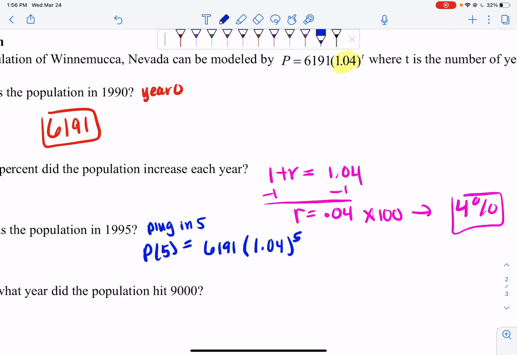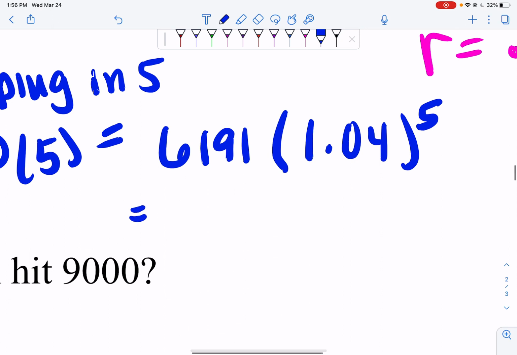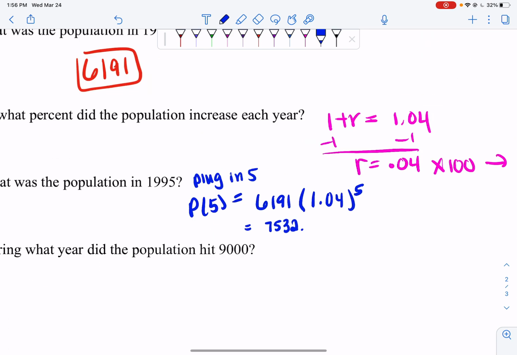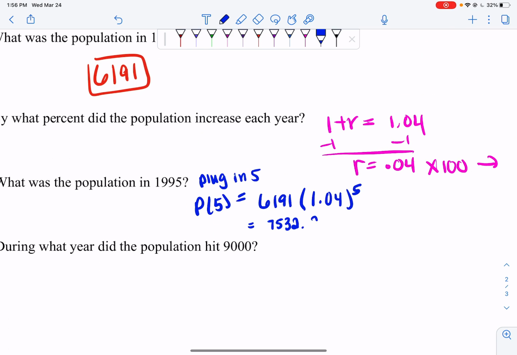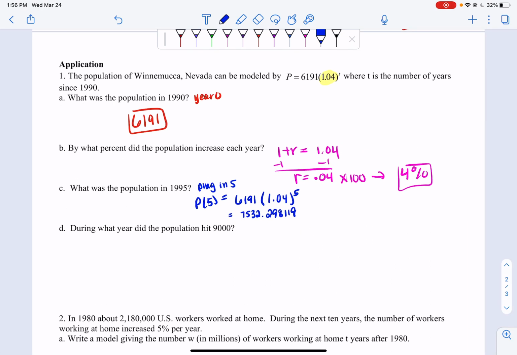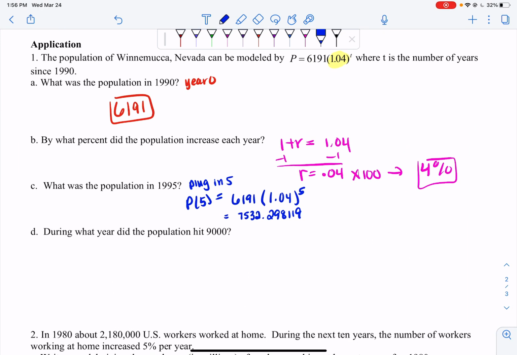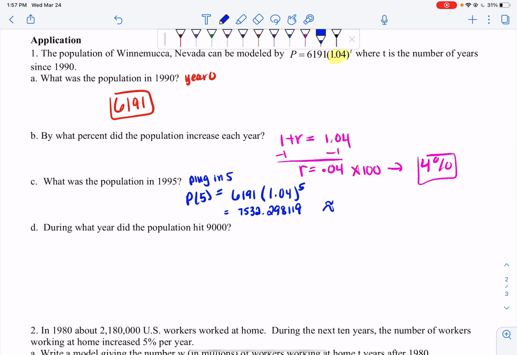So when I type this into my calculator, I get a long number: 7532.298119. Here's the issue. We're talking about population, so we're talking about people. Is it possible for you to have a decimal of a person? No, it's either a full person or not a person. So what we would do is round this number down because it's 0.298119. So my final answer is 7,532 people. So I'd only focus on this part of my answer.